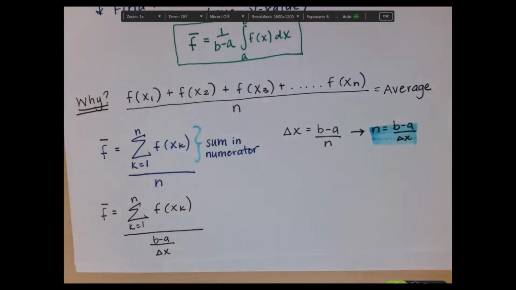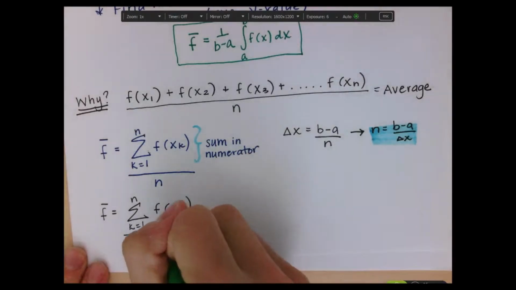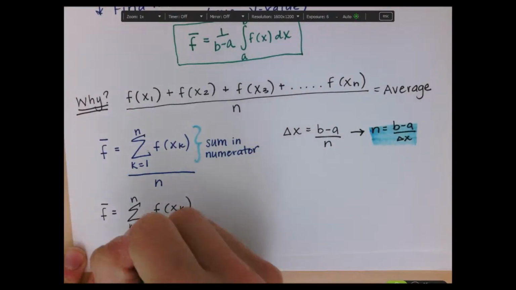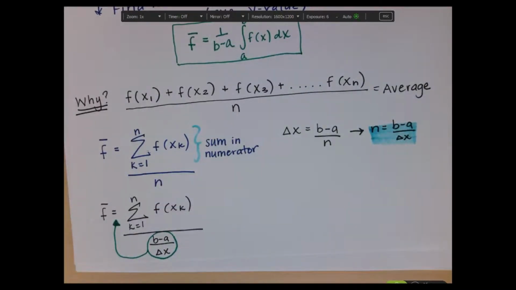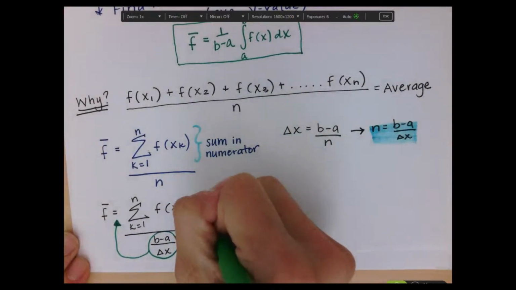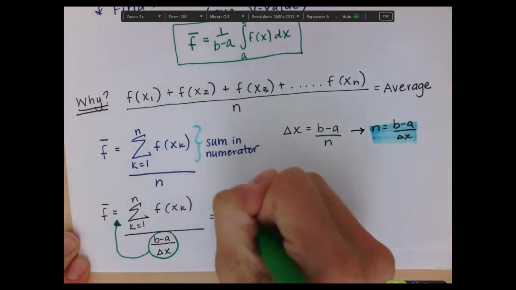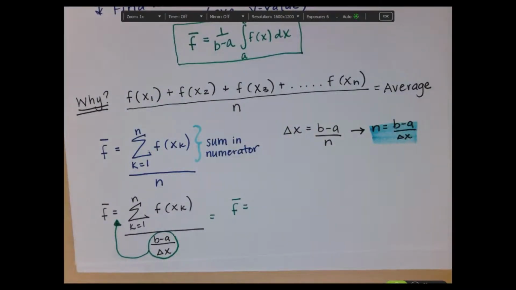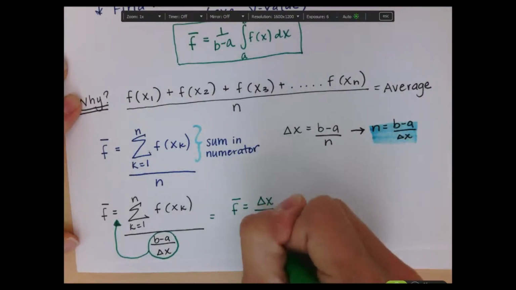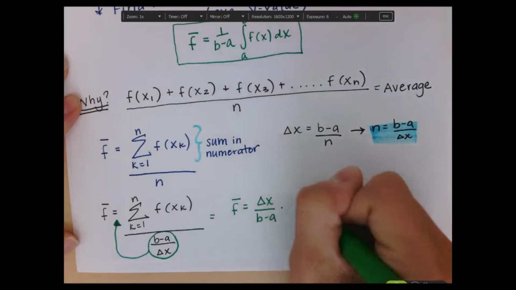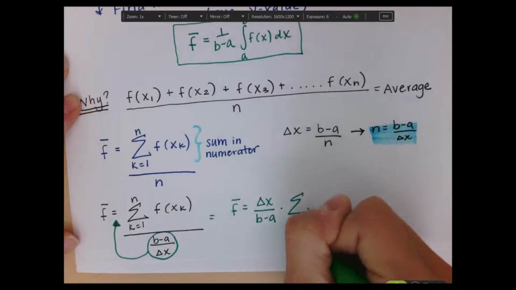Okay, let's rewrite that just a little bit. If I'm dividing by a fraction, I can multiply by its reciprocal. So I can also say that the average value of a function can be calculated by taking delta x over b minus a times that summation.